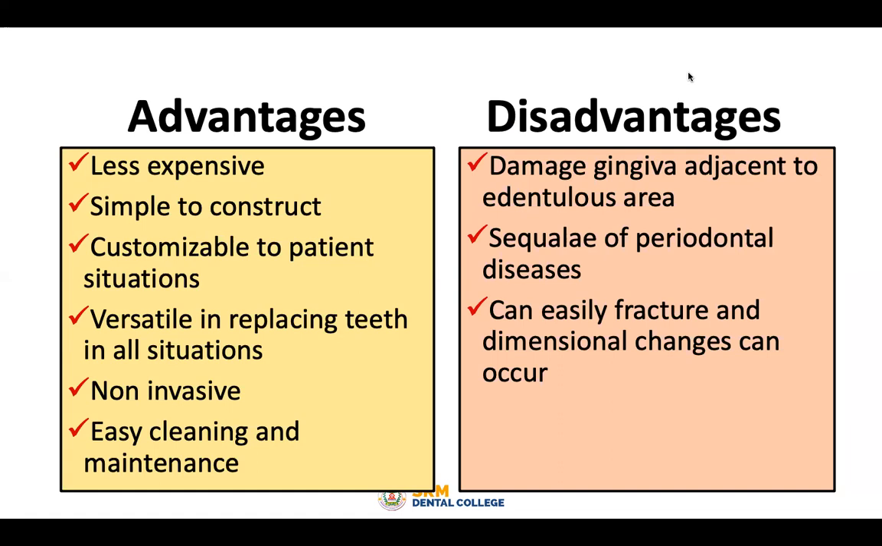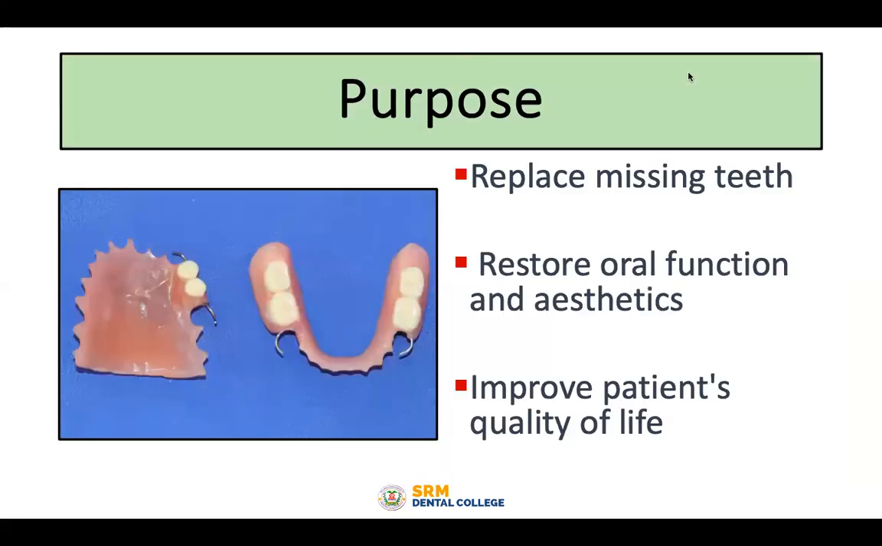It also has its limitations, so a thorough understanding of the science of removable prostheses, especially the acrylic partial denture, is essential. It damages the gingiva adjacent to the edentulous area because it doesn't have a component called a rest, which is seen in more definitive prostheses. Since it damages the gingiva, if it is not regularly maintained and cleaned, it can lead to sequelae of periodontal diseases. And the material it is made of is acrylic, so it has inherent limitations of dimensional changes and poor mechanical properties over a period of time, especially in long-term usage.